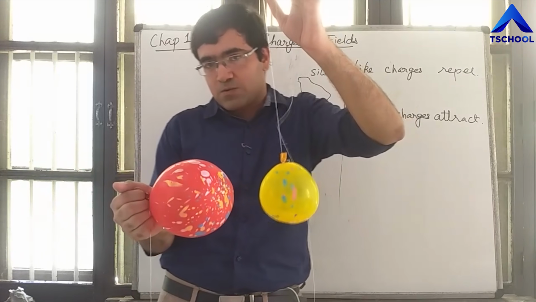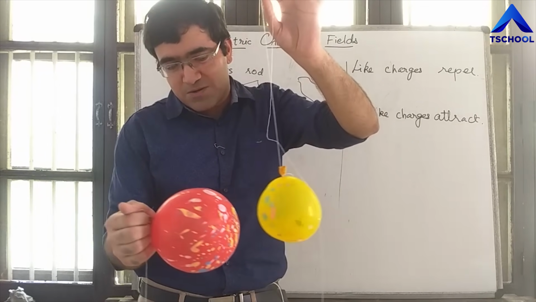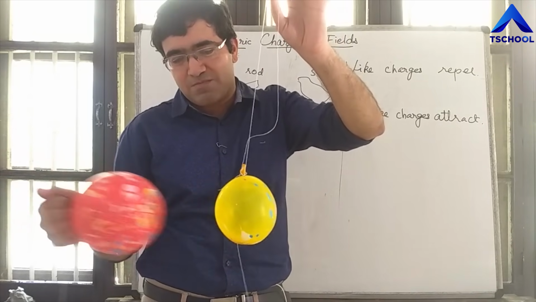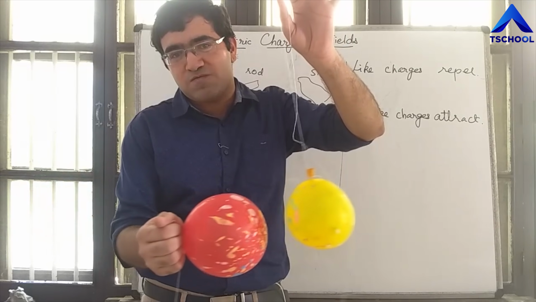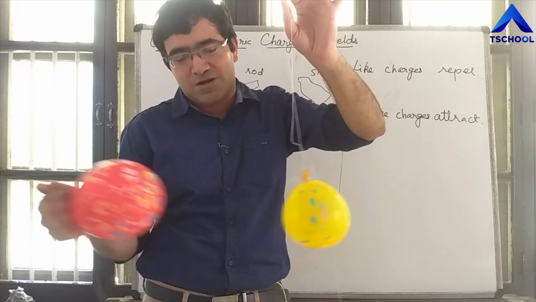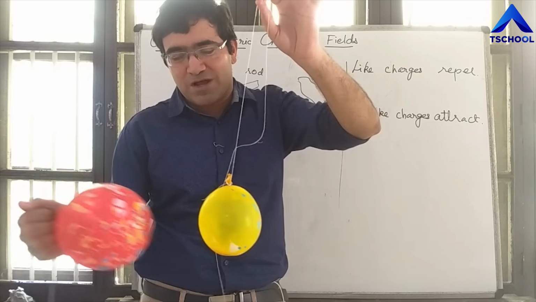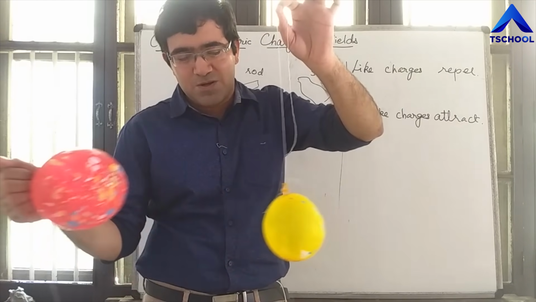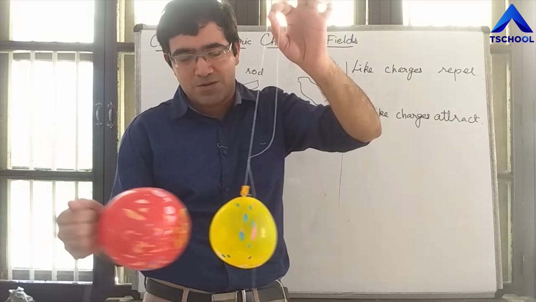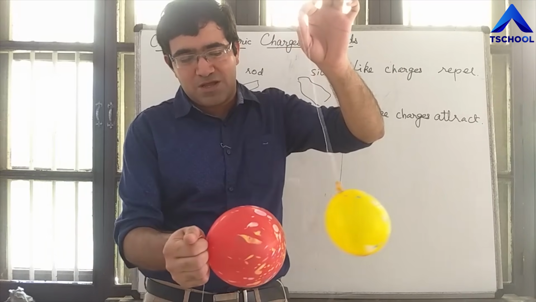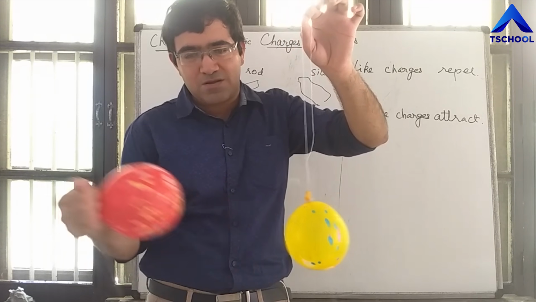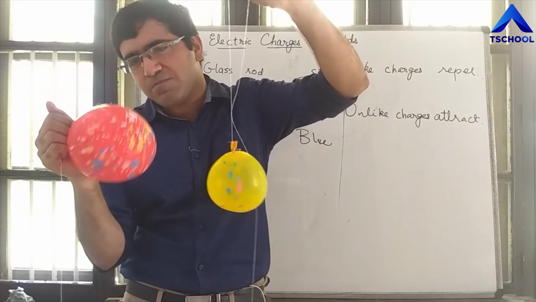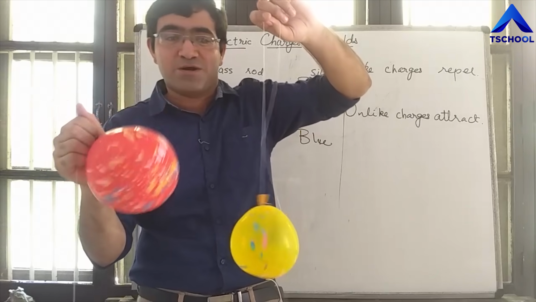So this is only going to happen if the charges on both of these are like. And I'm sure you realize they are like because we did the same procedure to both of these, and now you will start to see the effect more because I'm gradually making it behave like a pendulum. You see, every time the red balloon comes close, it just pushes the yellow one away, right? So this is happening because both these balloons have the same polarity of charge, that is, they are like charges.